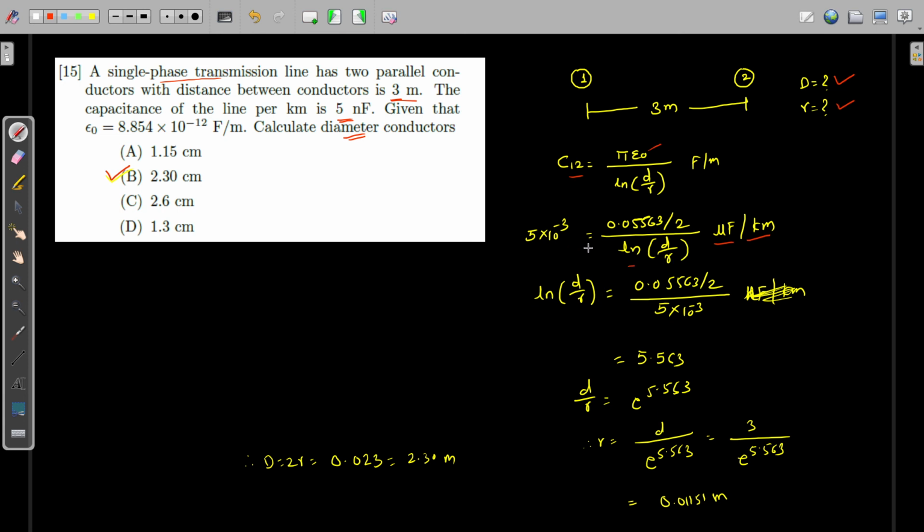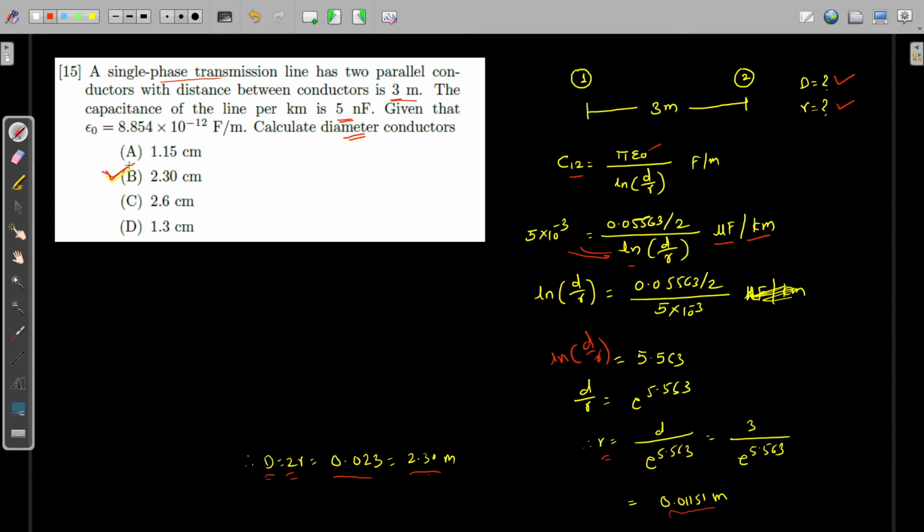So ln d by r is shifted on this side, this value is shifted on this side. So I got the value of ln d by r equal to 5.563. So d by r is equal to e raised to 5.563. If I do this calculation and I want to determine the value of the radius, d is known, so e is shifted on this side and r is shifted on this side. So I got the radius value as 0.01151 meter. I want to convert into the diameter, so I have to multiply it by 2. So this is 0.023 meter.